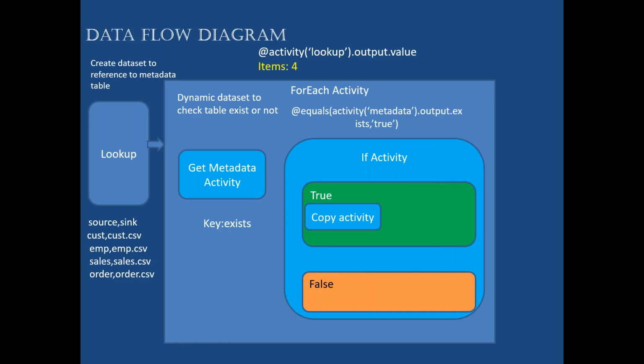If it is true, I want to use a simple copy activity to copy. If it is false, you can use a wait activity for waiting some time, or whatever you want to do, you can do. I'll tell you what we need to do if a table is not available once I introduce the stored procedure activity. Okay, is it clear to all of you? So this is how the flow is going to come.